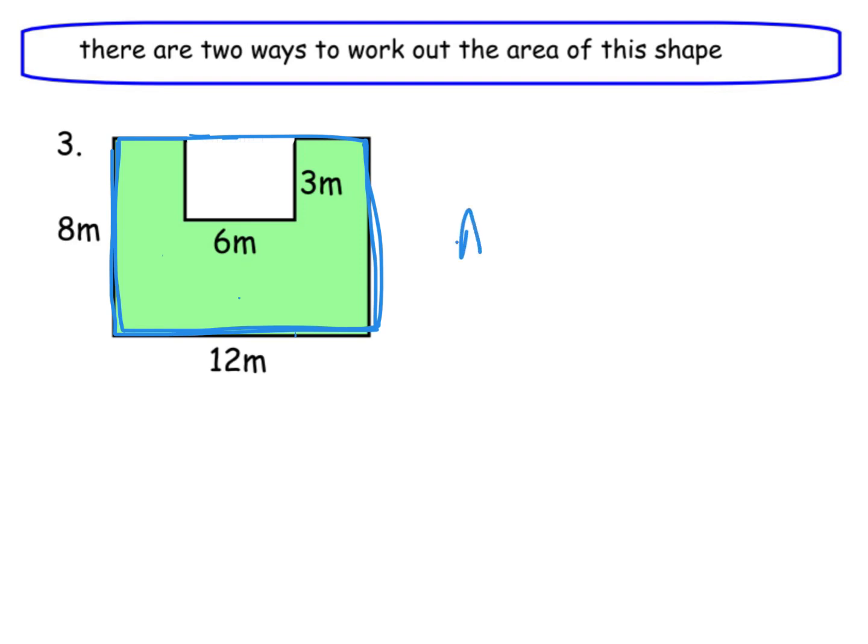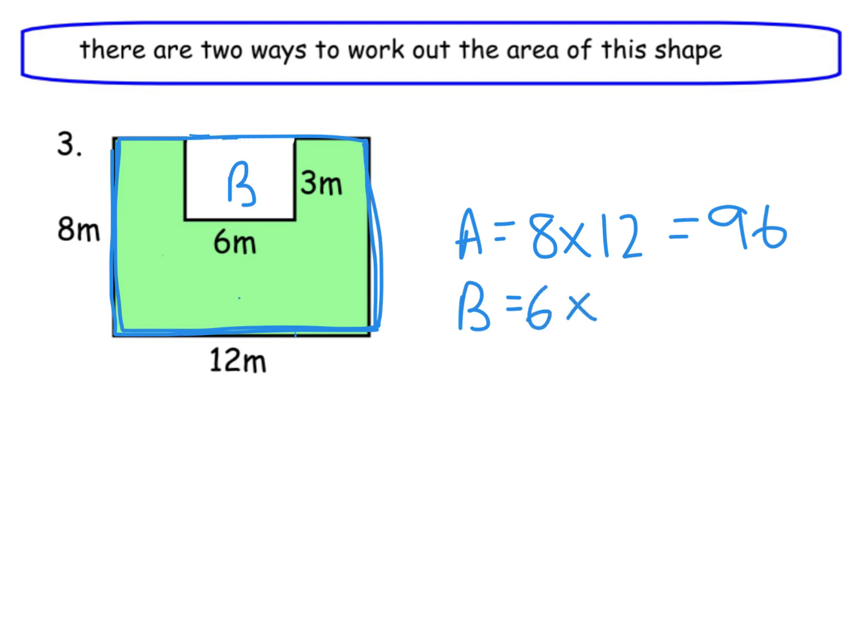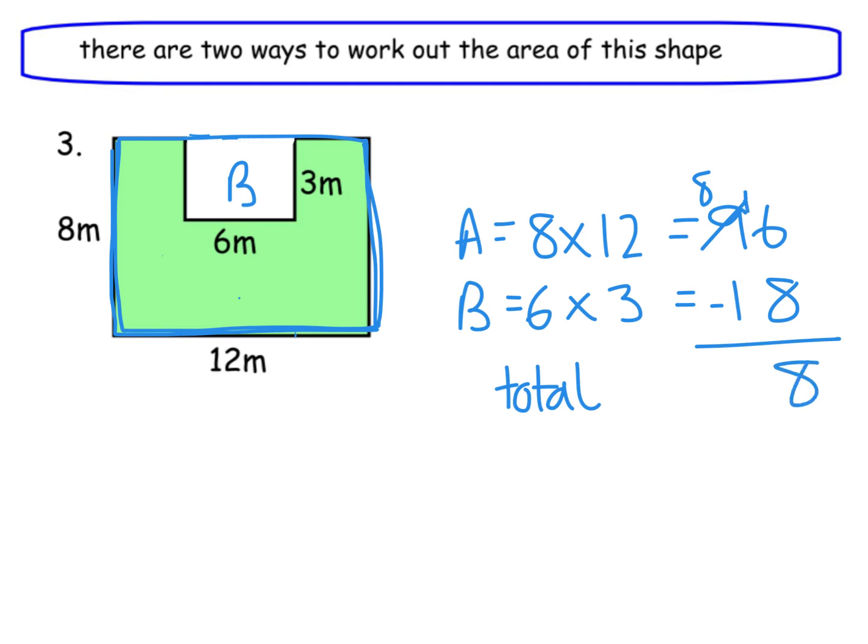I'm going to call that area A. Now that would be 8 times 12. Now 8 times 12 is 96. Then I'm going to look at the little bit that's been chopped out, which is clearly 6 by 3. 6 by 3 is 18. Now, where I added before, this time I'm going to subtract. So the total area was the 96 with the 18 bitten out, which gives me 16 take away 8 is 8 and 8 take away 1 is 7. Gives me an area of 78 metres squared this time.